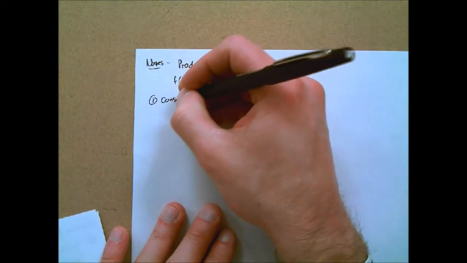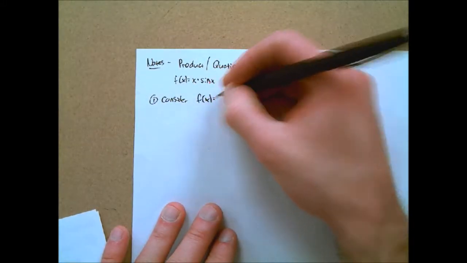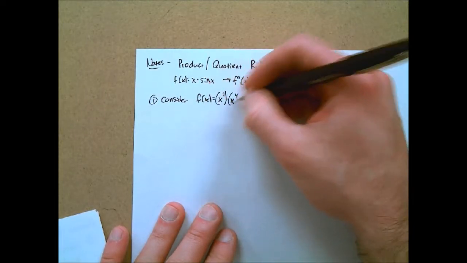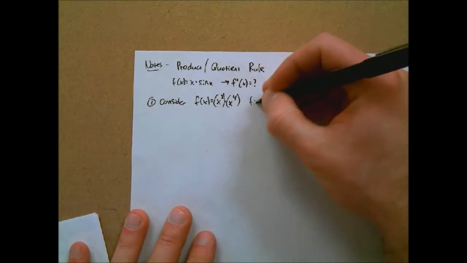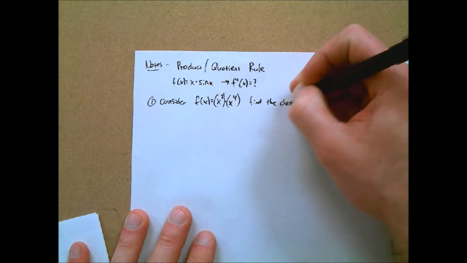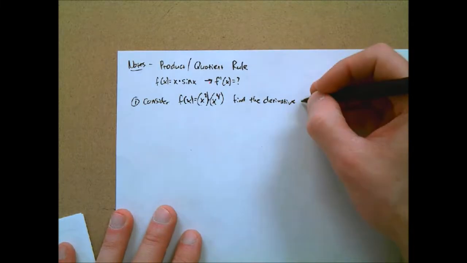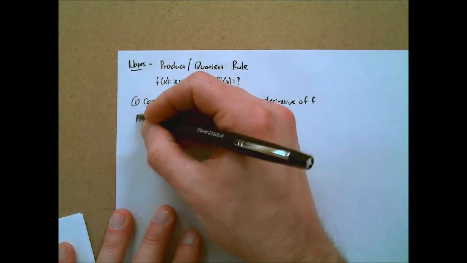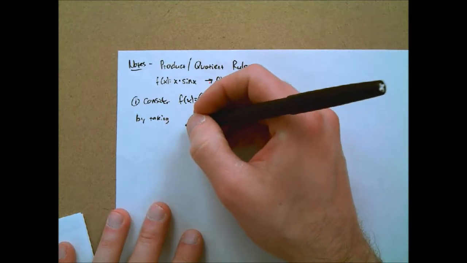Something more simple. Let's consider f of x equal to x squared times x to the 4th. So very clearly a product here. And let's find the derivative of f by taking the derivative of each term and then multiplying the two answers together.